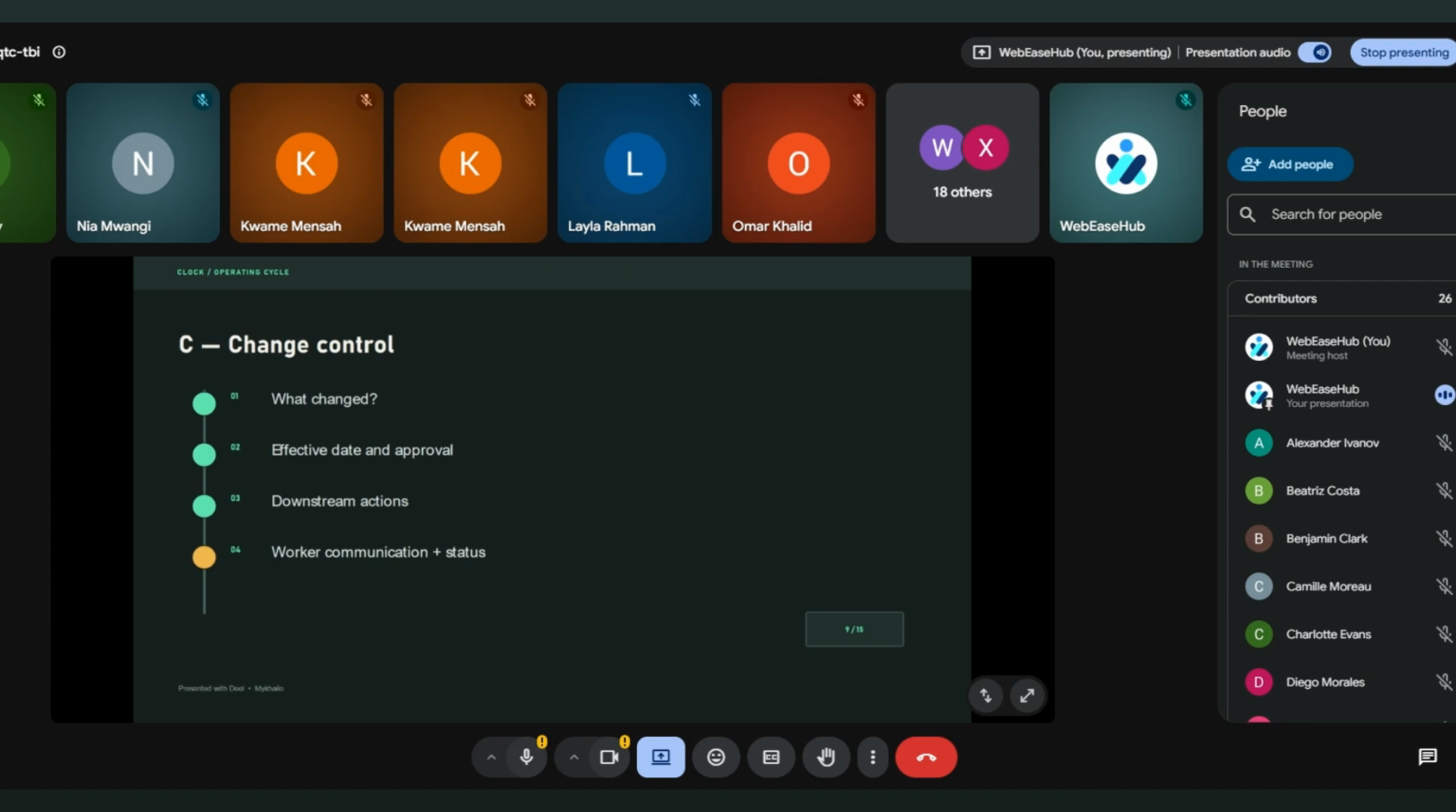Fourth, record the decision. Not a vague chat message, but a durable entry that captures the request, decision, reason, owner, and required follow-up. Fifth, communicate. The requester, impacted worker where appropriate, manager, payroll, finance, and people ops should receive the information they need. Not necessarily the same level of detail, but a consistent outcome.